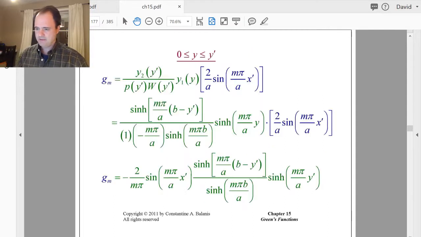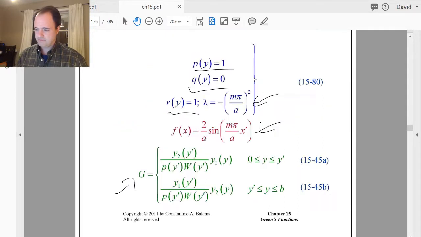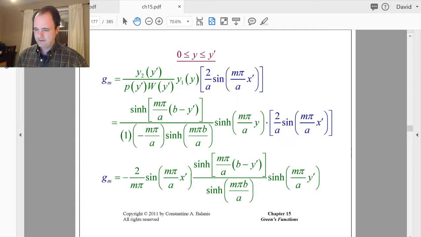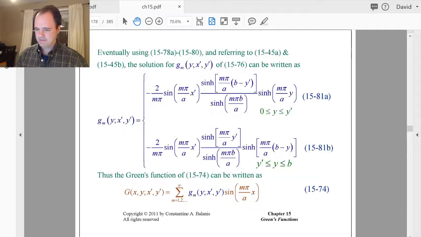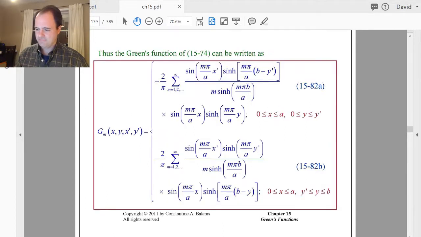Right. So we can go ahead and do that to get the Green's function, to get g. So we get g, and then those g's go into here. Lowercase g's go into here to give us the full Green's function, capital G. All right.